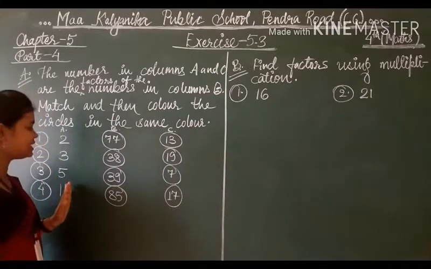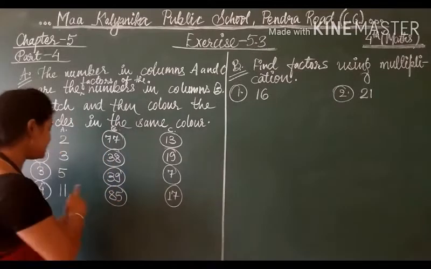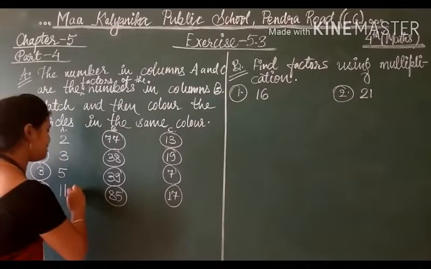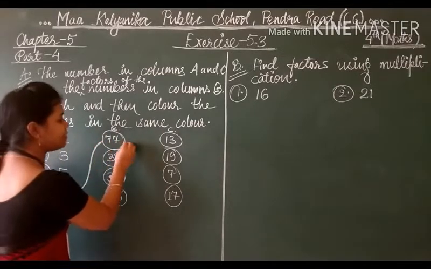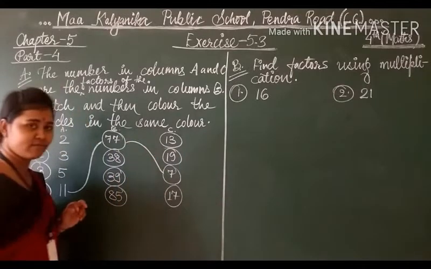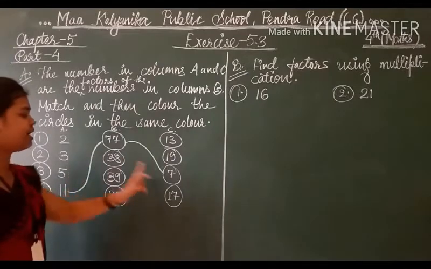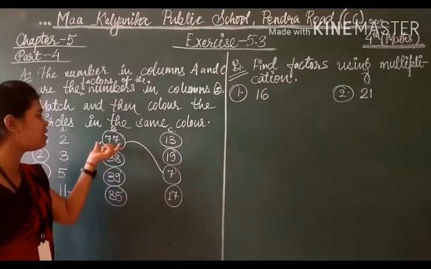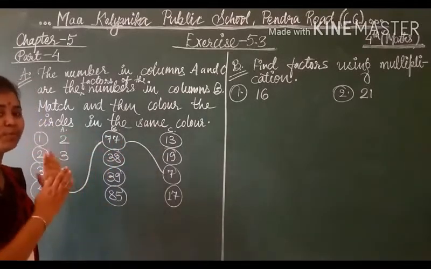So see students, 11 sevens are 77. Is it correct? Yes. 11 multiplied by 7 is equal to 77. So we can match 11 with 77. Then 77 can be matched with 7. Okay. Now you can check it again. 11 sevens are 77. So 11 and 7 are the factors of the number 77. So students, in this way you have to match all.